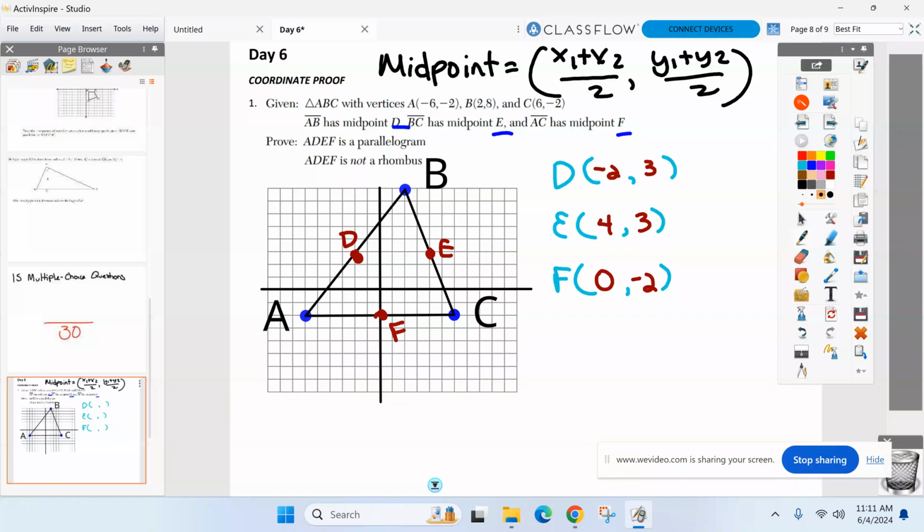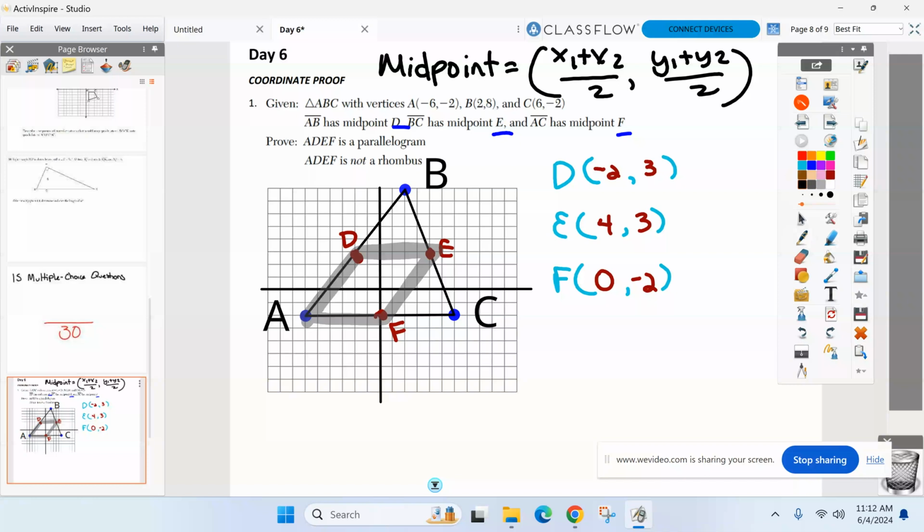All right, here we go. Everyone's got -2, 3, 4, 3, 0, -2. We're ready to move on with the proof. First part says prove, follow the letters, A, D, E, F is a parallelogram. So if you want to draw that in, A, D, E, F, we need to show this quadrilateral is a parallelogram. And this is called a coordinate proof.